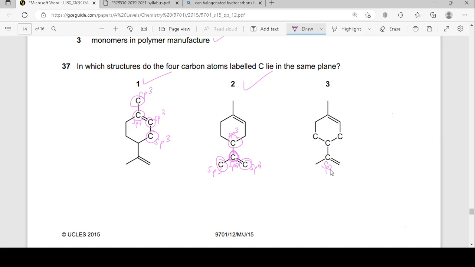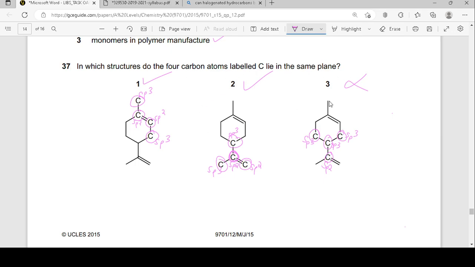This carbon is sp2. It's attached to this other carbon that's actually sp3, but these two lie in the same plane for sure. But then we have this one, which is sp3, and this one is sp3. So these are not all attached to a chain of sp2 things. Because this one is sp3 and this one is sp3, we can't really say that they are in the same plane. So that means it's just wrong. Not wrong, but they don't lie in the same plane.